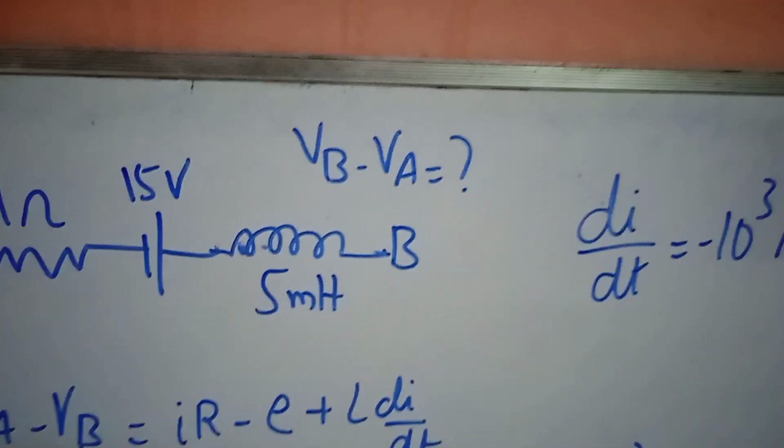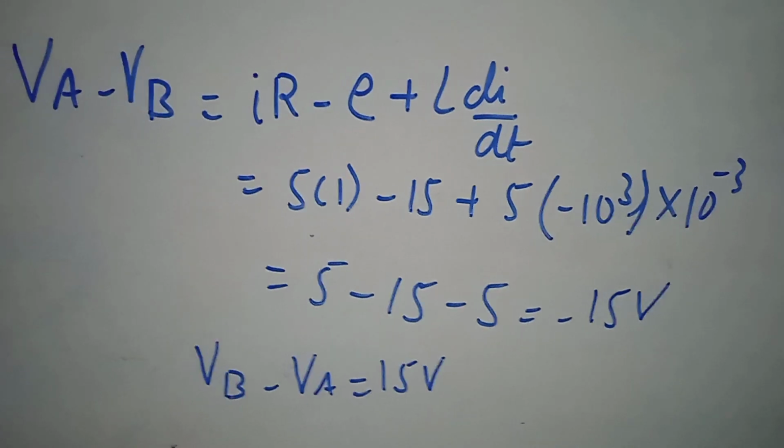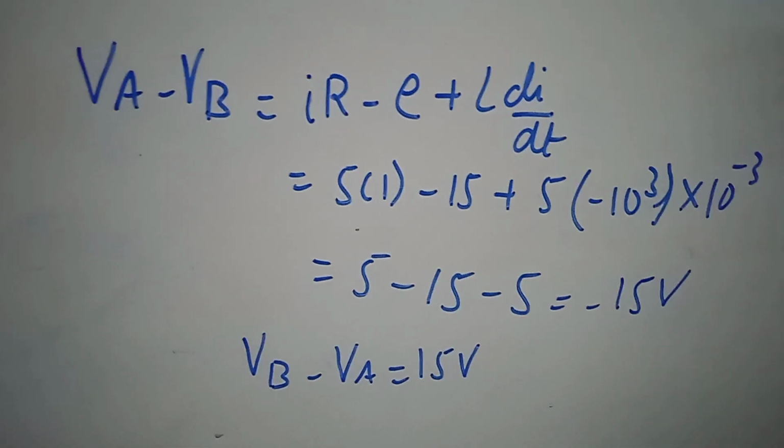But we need to find VB minus VA. So just the reversal. That means VB minus VA is equal to minus of VA minus VB. So it is equal to 15 volt.